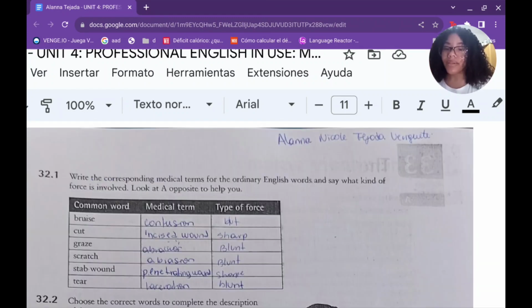32.1. Write the corresponding medical terms for the ordinary English words and say what kind of force is involved. Look at A opposite to help you. So we've got common word, medical term, type of force. Bruise, contusion, blunt. Cut, incised wound, sharp. Graze, abrasion, blunt. Scratch, abrasion, blunt. Stab wound, penetrating wound, sharp. Tear, laceration, blunt.